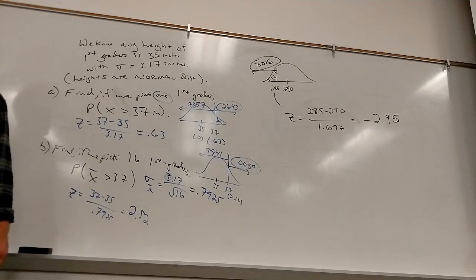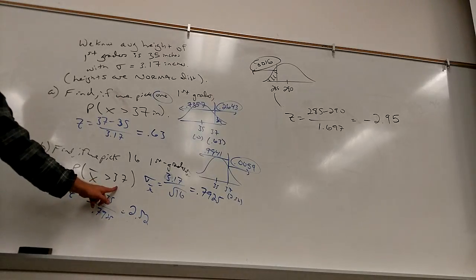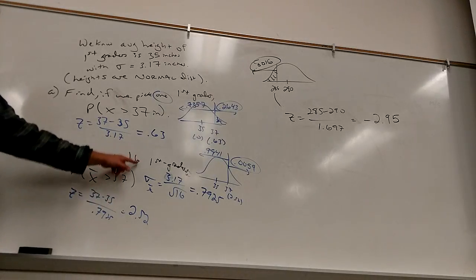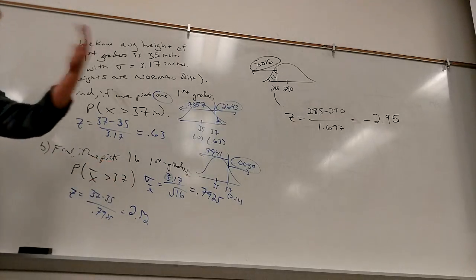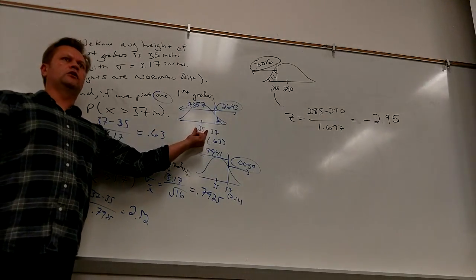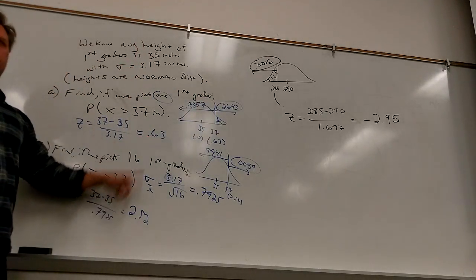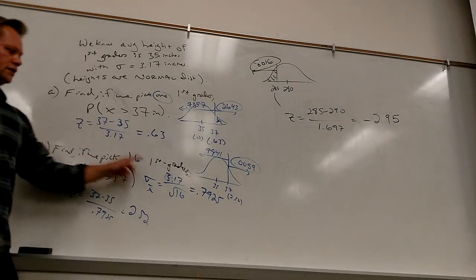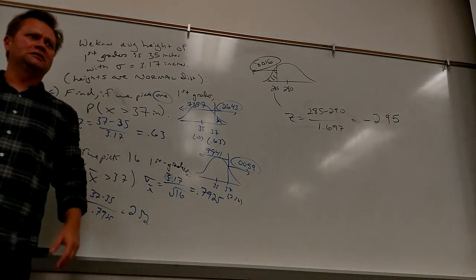So just a little more than 0.5% chance now that you'll get 16 first graders whose average height is more than 30. That makes sense. If I take a group of 16 first graders, their average height should be close to 35. And of course, what measures closeness is the standard deviation, right? The standard deviation size changed, so what's close is now different.